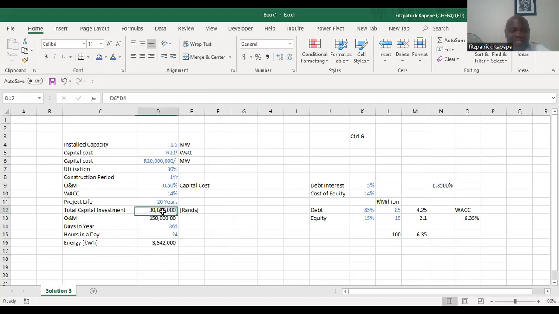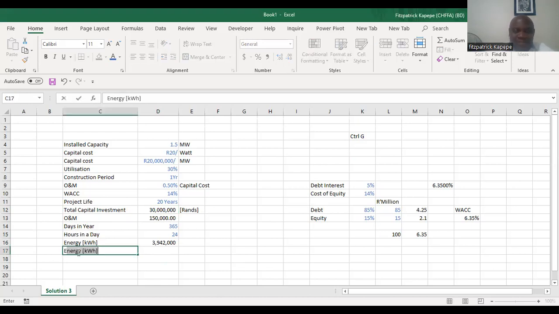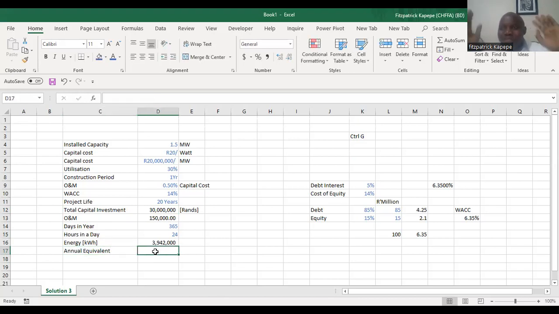So this 30 million rands total cost. What the examiner is asking you is to find the annual equivalent. So the annual equivalent, I'll do like this. I'll try to use two methods. I hope it works. This is what I'm going to do.